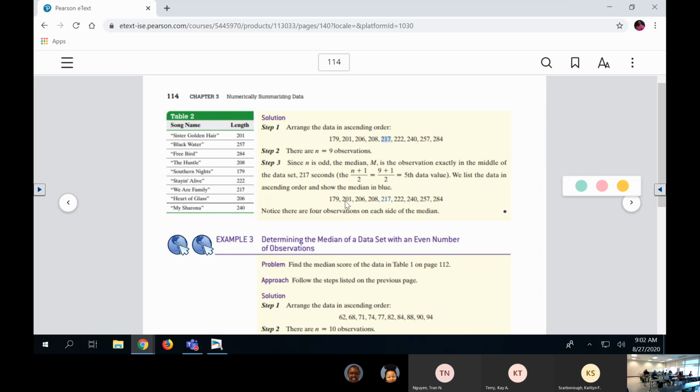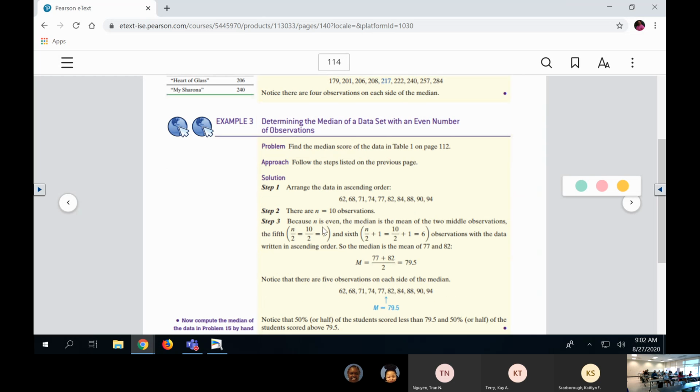Here, 1, 2, 3, 4, 5, 6, 7, 8, 9, and you pick the middle. Let's see if this is 1, 2, 3, 4, 5, 6, 7, 8, 9, 10. I go to 8, I go to 4, 1, 2, 3, 4. And somebody take 77 plus 82 and divide by 2. 77 plus 82 and divide by 2, please. 79.5. That's how you find the median.